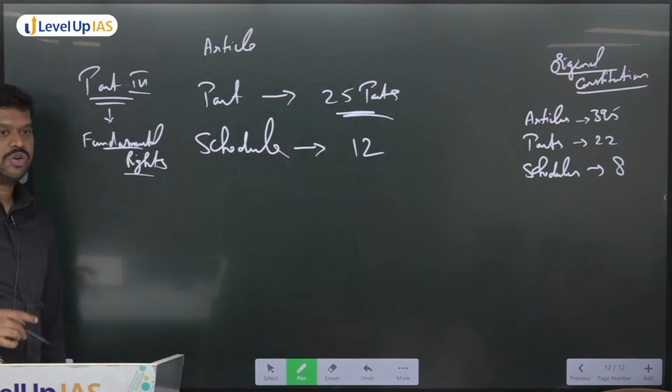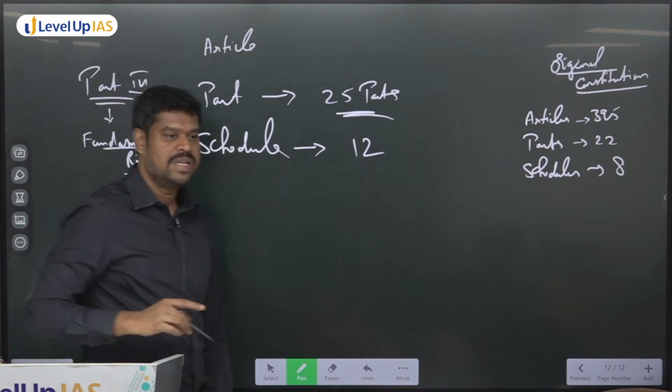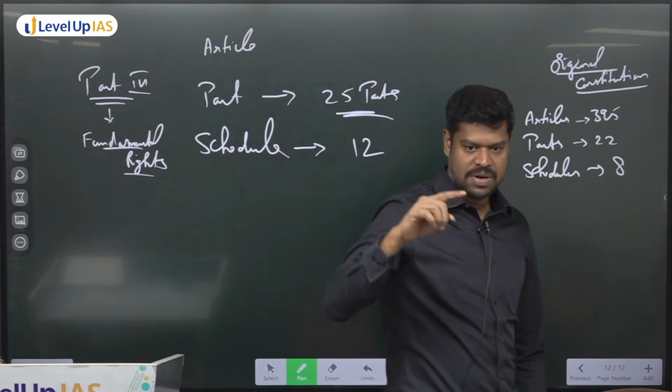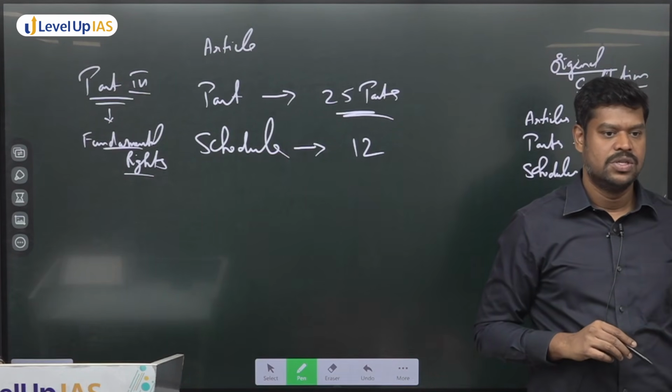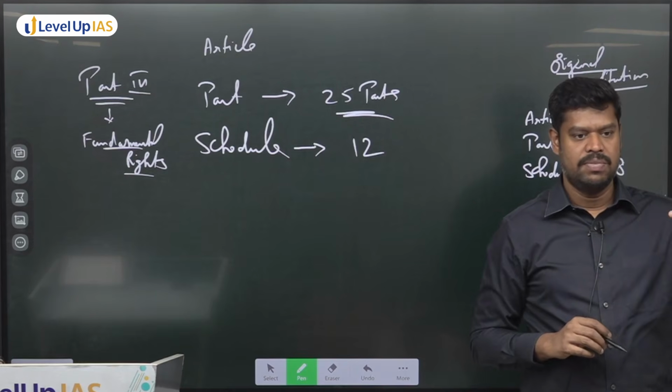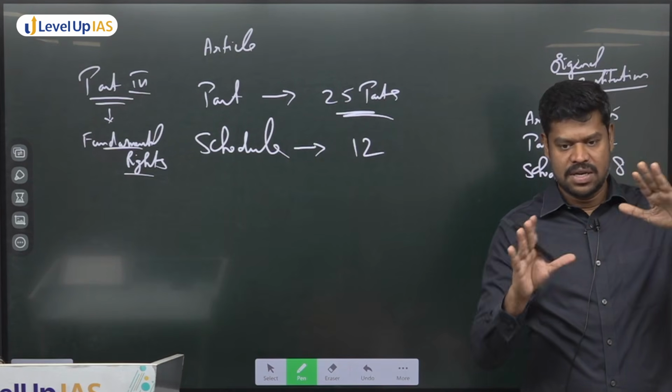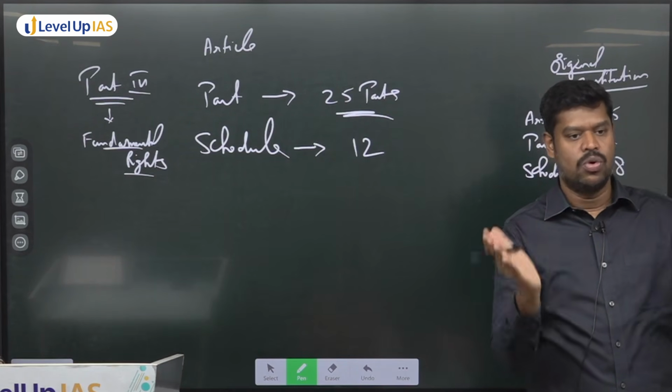Part 3 of the constitution talks about fundamental rights. But within Part 3 of the constitution, there are a number of articles, and every article is talking about a specific fundamental right. So what is an article? An article is a specific rule. But what is a part? A part is a collection of rules which are related to one another.